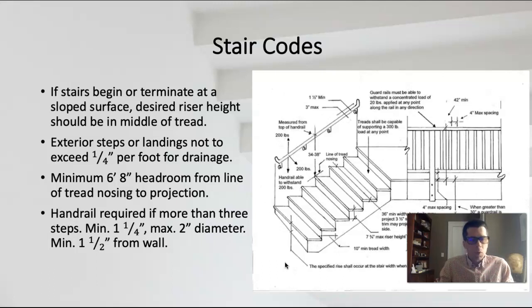But if you have to put in a handrail, there are codes that dictate the dimensions and the spacing of that handrail. So we already know that it has to be 34 to 38 inches from the nosing to the top of the handrail. It also has to be at least 1.25 inches in diameter and no more than 2 inches in diameter.